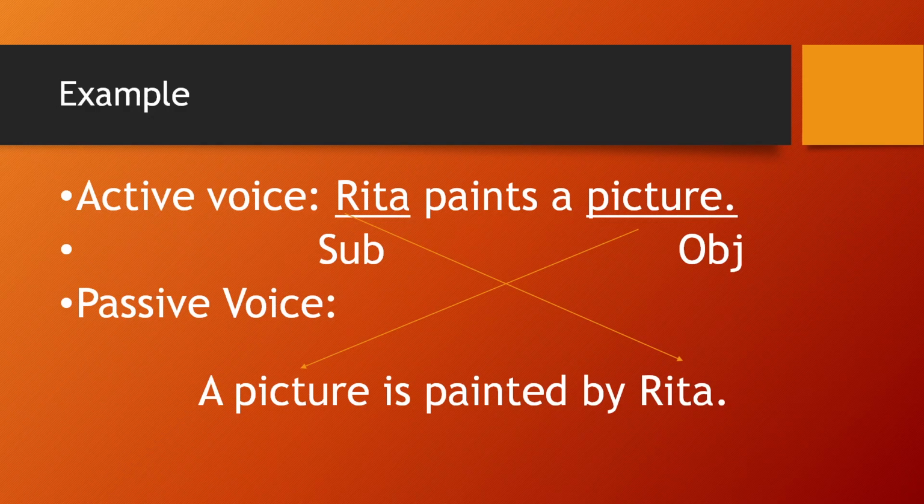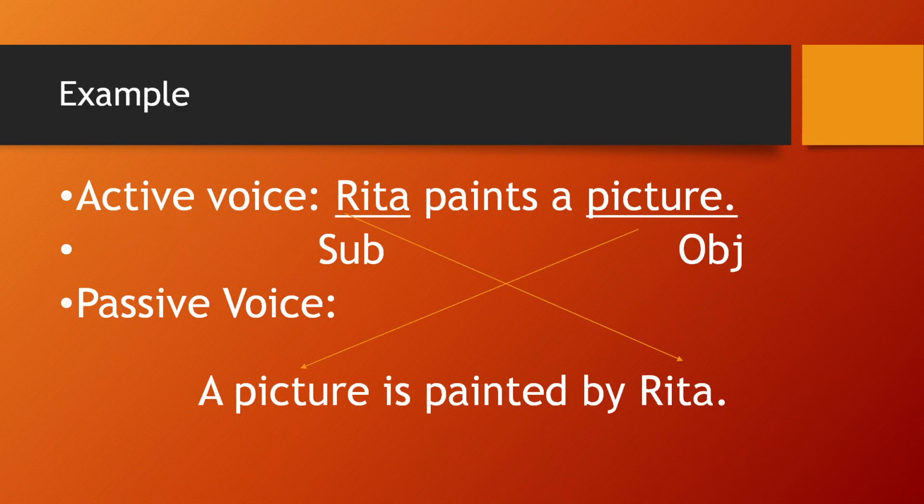Let's look at this example and try to understand. Now, when we change from active voice to passive voice, we just need to do only a simple task. And that task is change of the position of subject and object in passive voice.